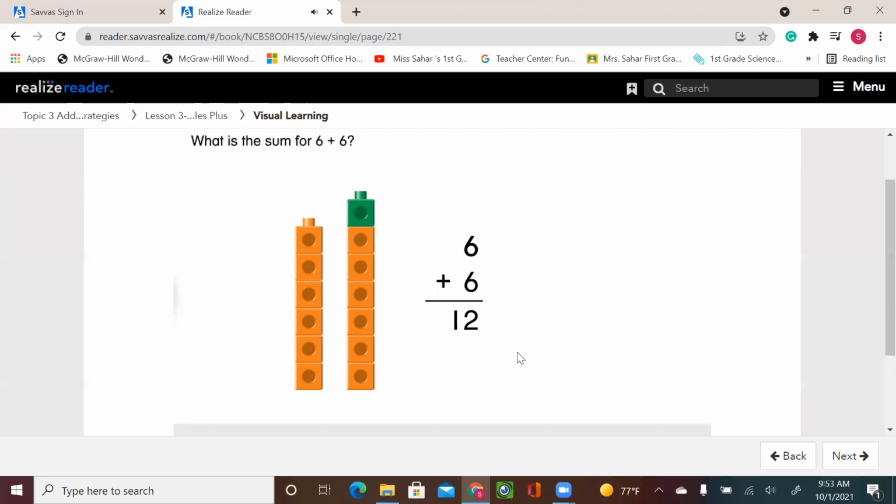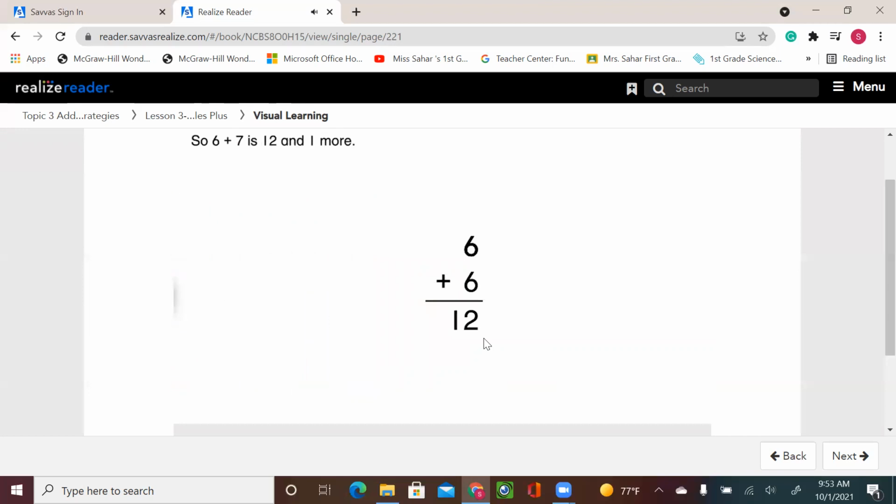What is the sum for 6 plus 6? The sum is 12. So 6 plus 7 is 12 and 1 more. What is 1 more than 12? 12 and 1 more is 13. How do you know 6 plus 7 is a doubles plus fact?